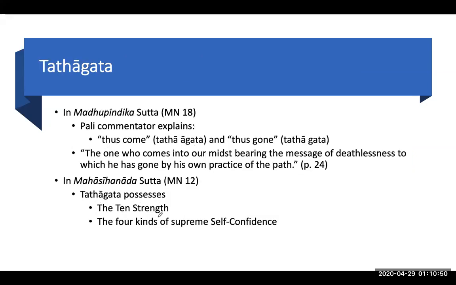And the Buddha declared himself as Tathagata. You already heard about Tathagata in the last lecture. The Pali meaning of Tathagata is thus come and thus gone. The one who comes in our midst bearing the message of deathlessness, immortality, to which he has gone by his own practice of the path.